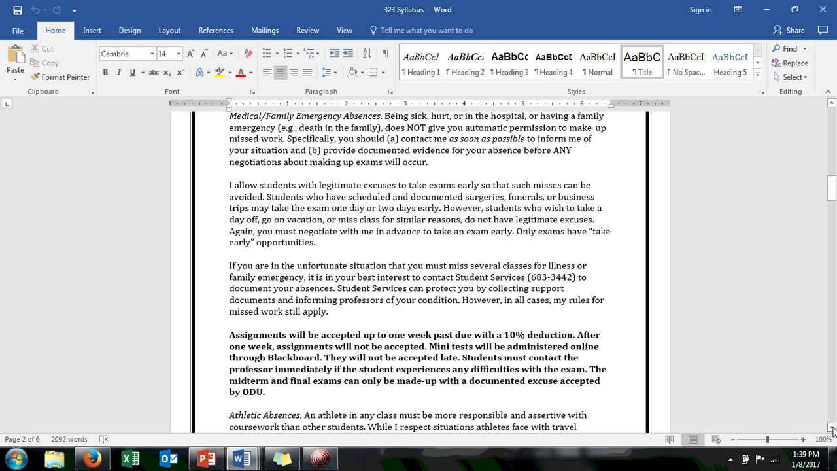As far as assignments, I will accept them up to 1 week past their due date. It will have a 10% deduction in credit. So if the assignment was worth 25 points, you will automatically lose 2.5 points. After 1 week, the assignments will not be accepted for any reason.